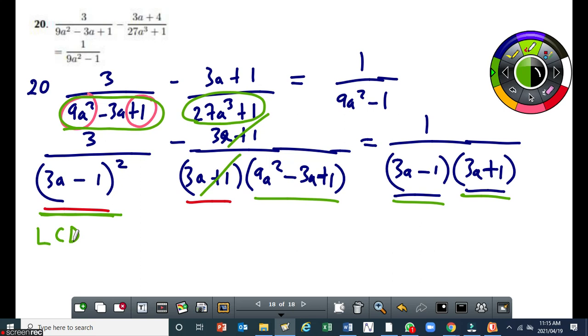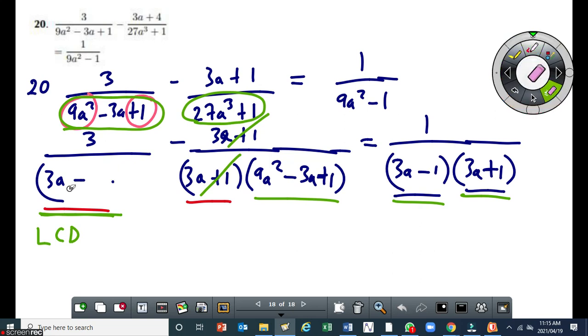Oh yeah, you're right. It's not a perfect square trinomial. Sorry, you're right. I made a mistake because of that. I'm going to correct that. Thank you for that. This is not a perfect square trinomial. Let me correct that.